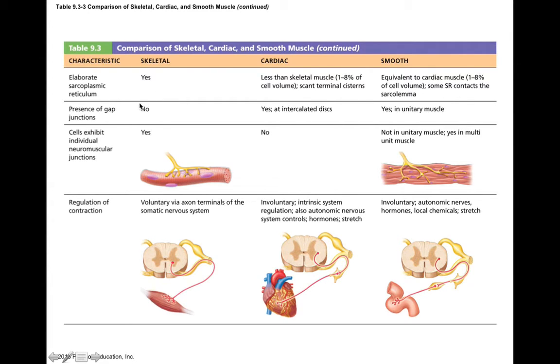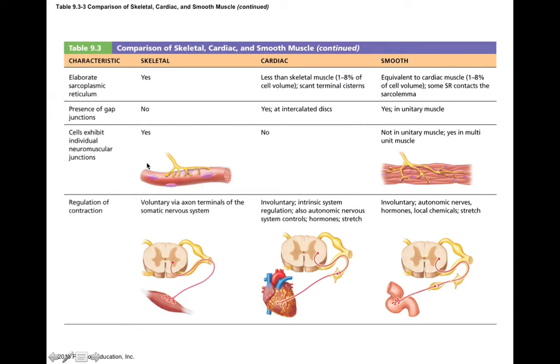You don't find gap junctions in skeletal muscle. So skeletal muscle can't communicate from cell to cell via gap junctions. But that does differ from cardiac and smooth, where there are gap junctions that connect these cell types together. And that actually allows these cells to transmit their electrical impulses from cell to cell. So cardiac and smooth muscle can actually spread their electrical currents all throughout the muscle.